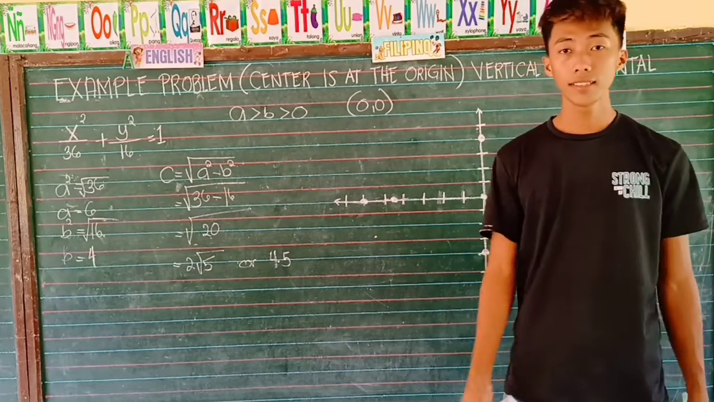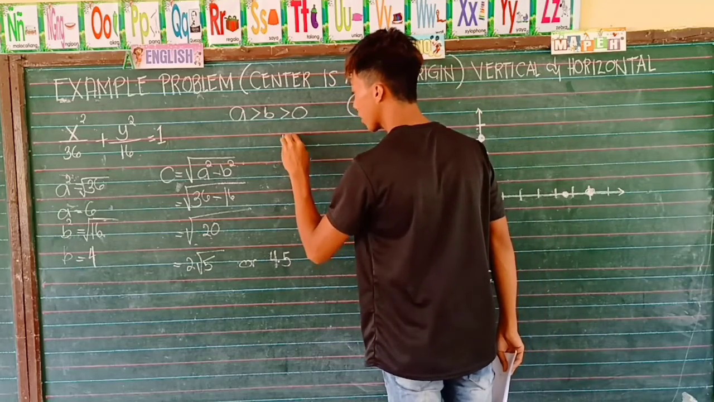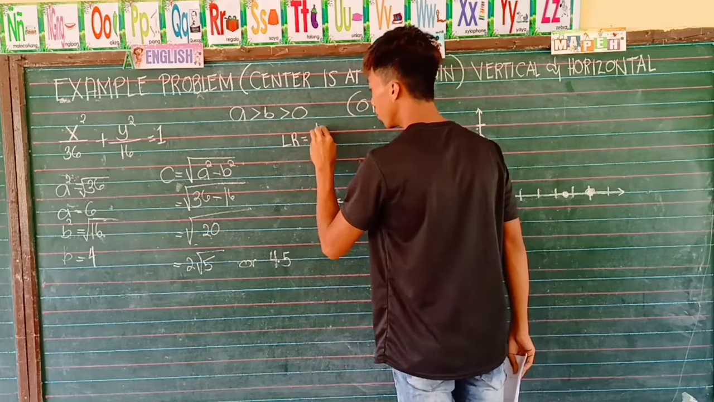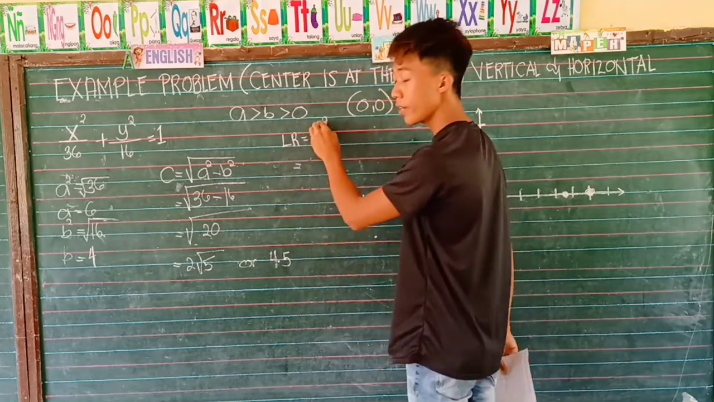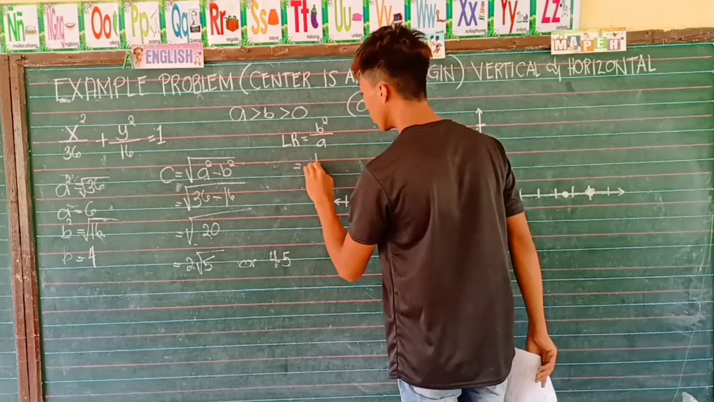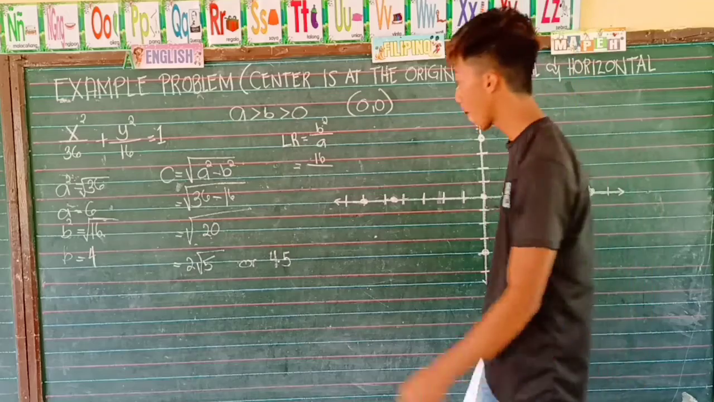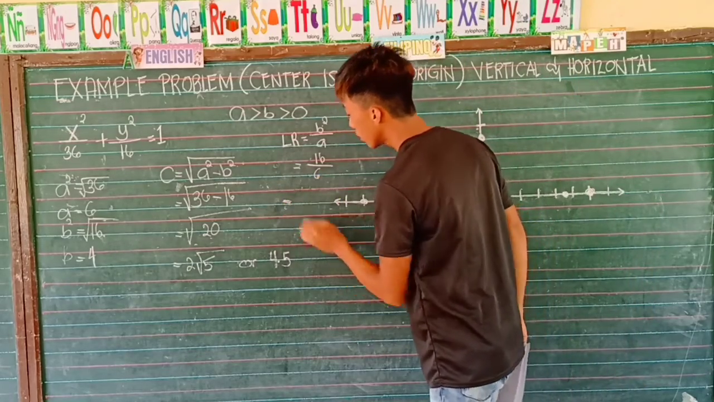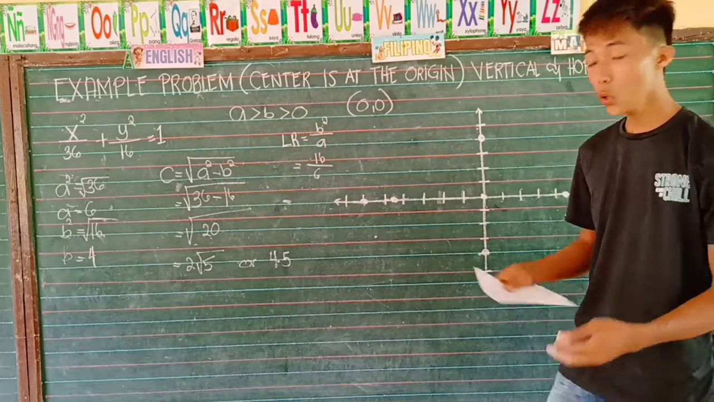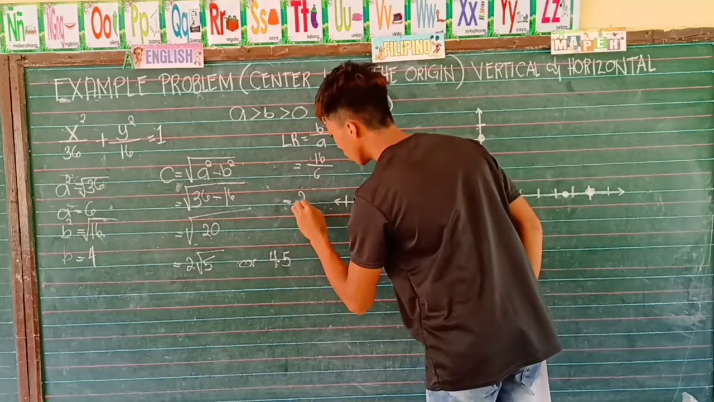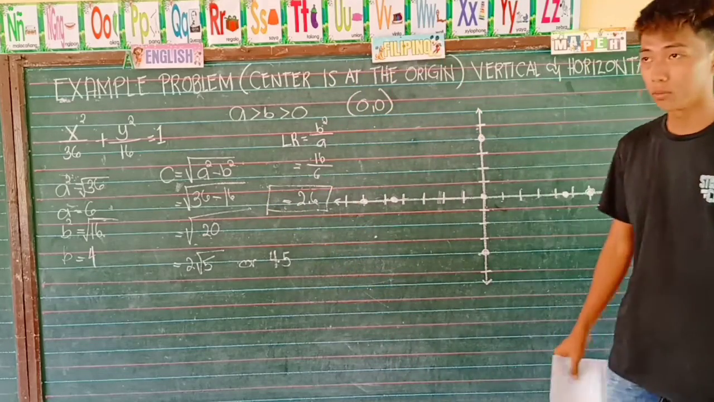Let's find the latus rectum. To find the latus rectum, the formula is b squared over a. b squared equals 16 over our value of a, which equals 6. Therefore, 16 over 6 equals 2.6. This is the value of our latus rectum.